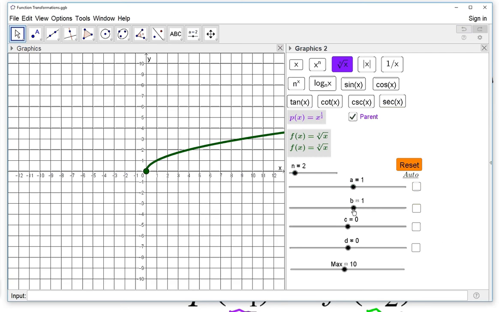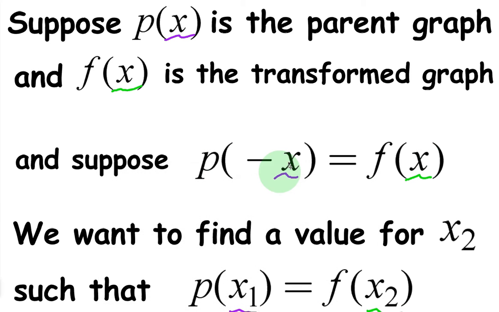So for example, with our square root function, p of x would be square root of x, and our transformed function would be square root of negative x. Okay, so we want to prove in general, though, that there's going to be a horizontal flip and what to do with our original x values in order to get our new x values that will ensure the same y values. Again, we're doing this because we want to graph function transformations. It's the easiest way to do this.